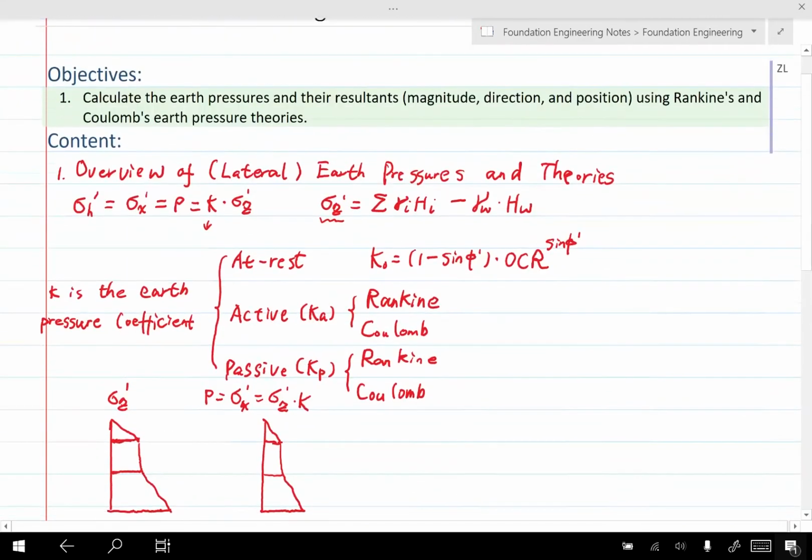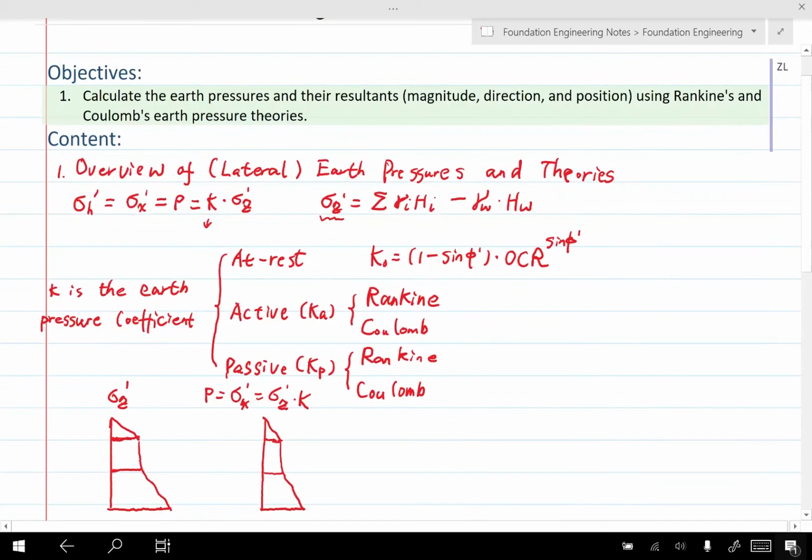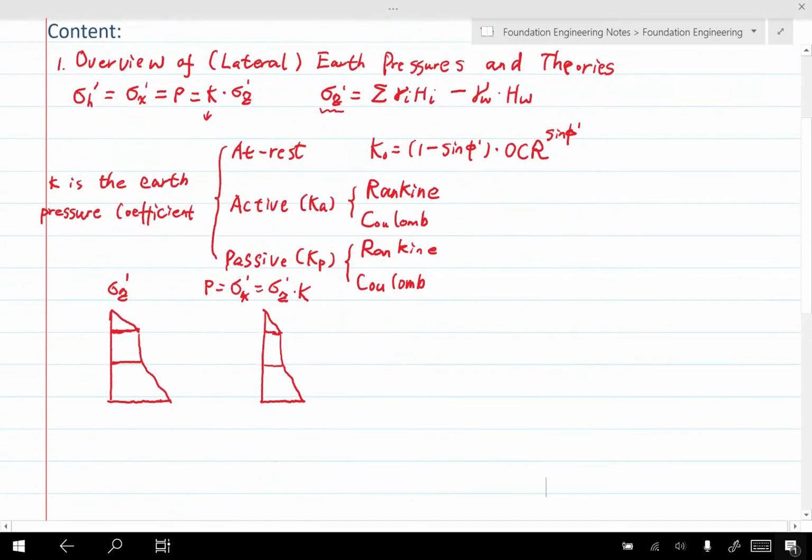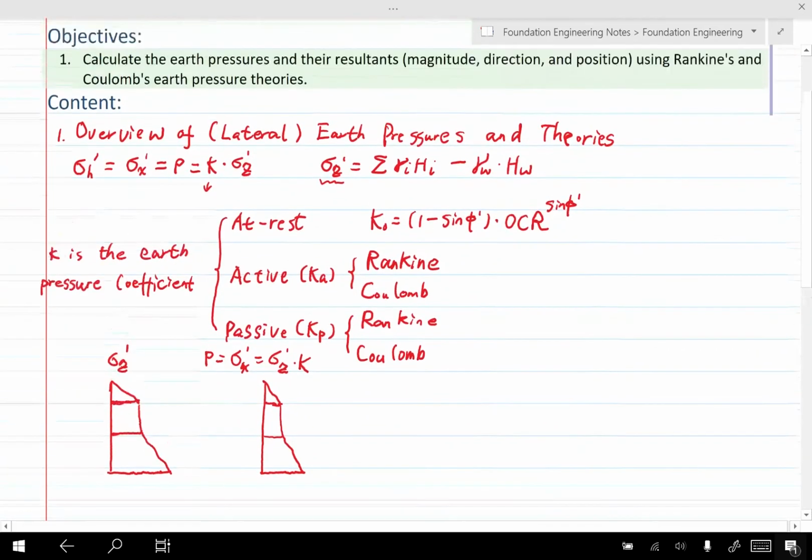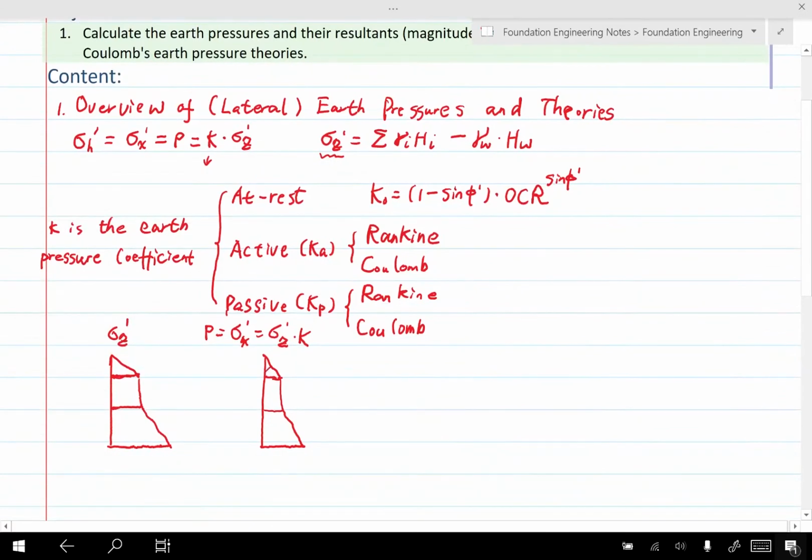But as we see in the objective, we need to know how to calculate the pressures and also their resultants. So we need to do the force. For the force, we need to know 3 things: magnitude, direction, and position. For the resultant force, we know the magnitude in this case can be easily calculated. It's just the area of this pressure distribution. So let's draw a resultant F here. So F is the resultant, it's a total.